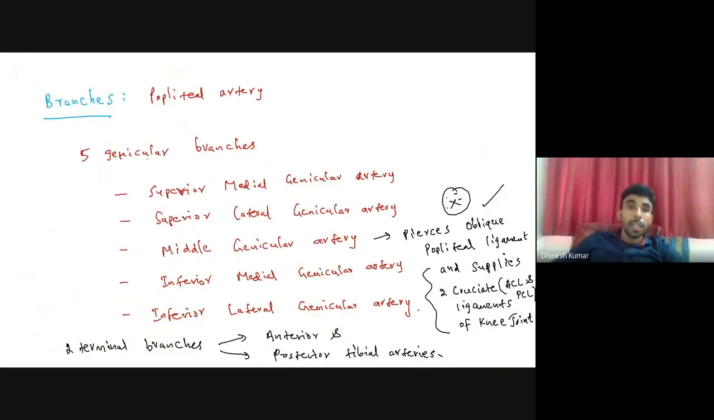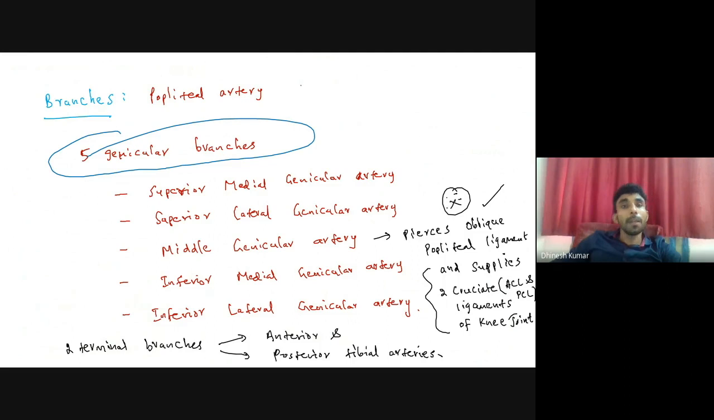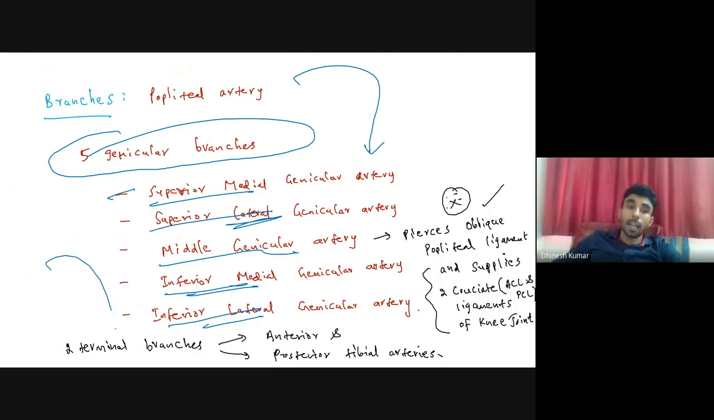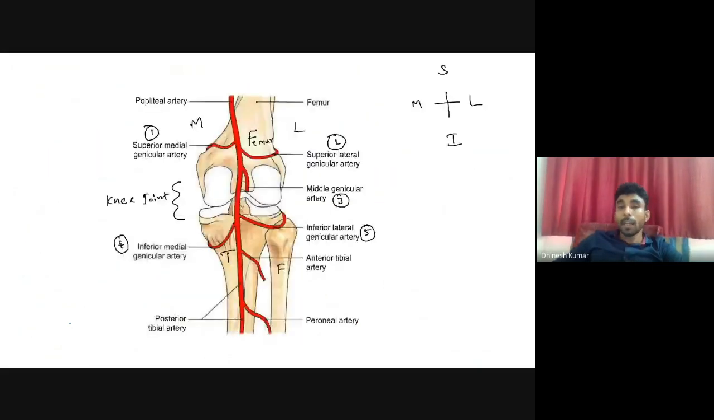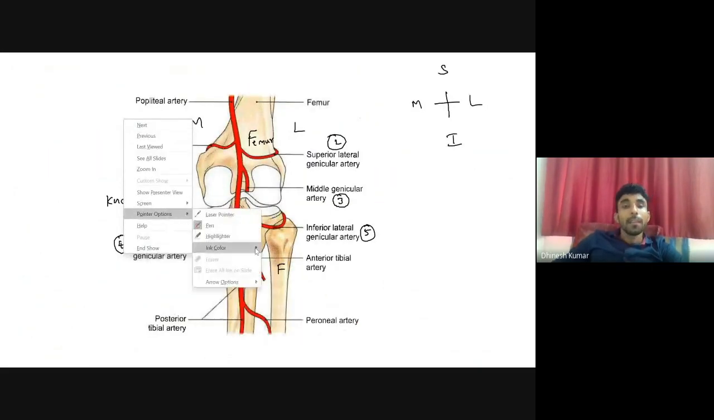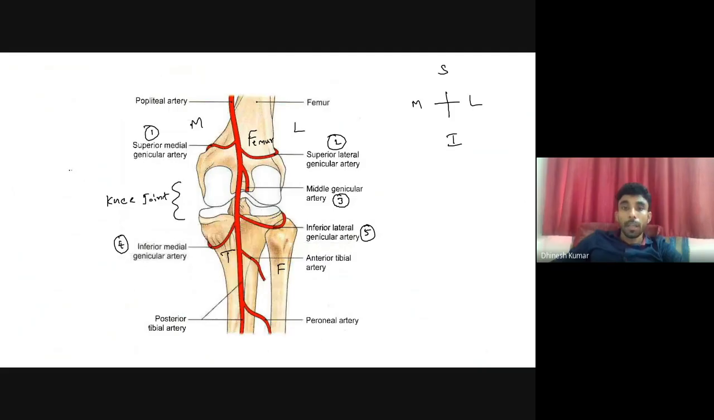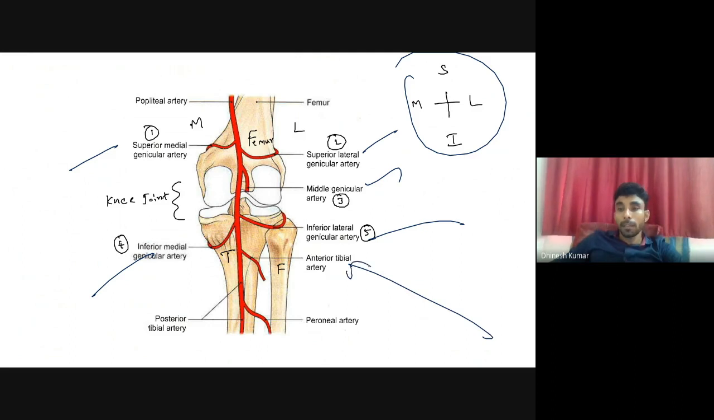Here I have mentioned the five main branches of the popliteal artery. Go through them: superior medial genicular, superior lateral genicular, middle genicular, inferior medial and inferior lateral genicular, and the two terminal branches. All these branches mainly supply the knee joint. The two terminal branches are the anterior tibial and the posterior tibial arteries.